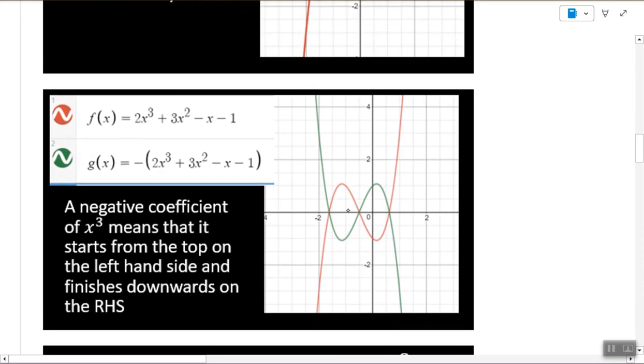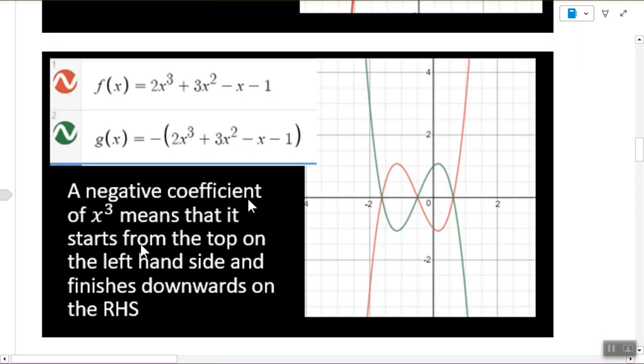So what happened here, everyone? There's a negative out the front. So what's happened to the graph? It's flipped. So it no longer goes from top right down to bottom left. Now it starts top left down to bottom right. Okay? So that's what a negative does.